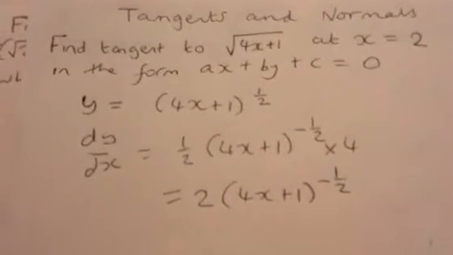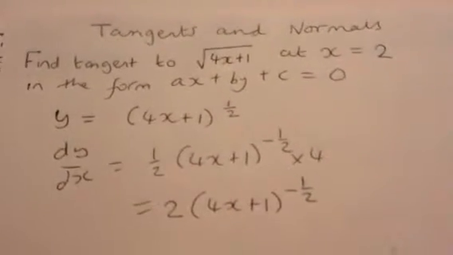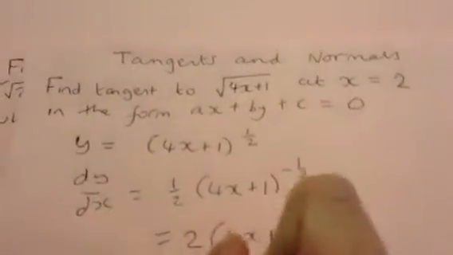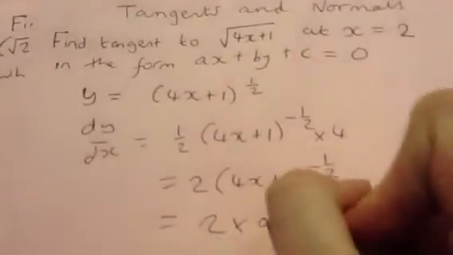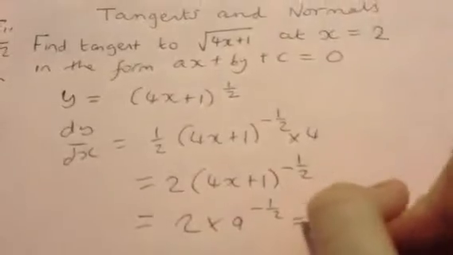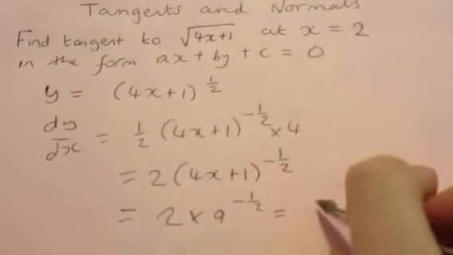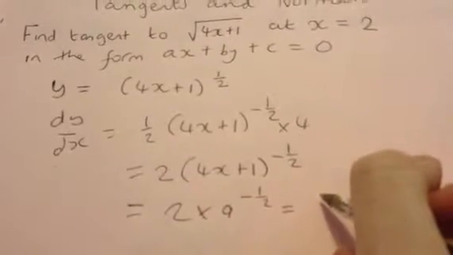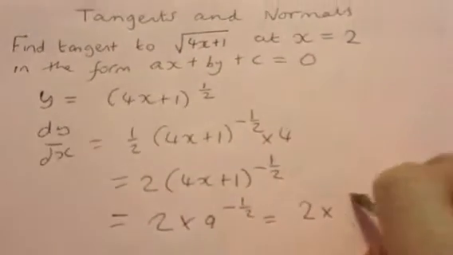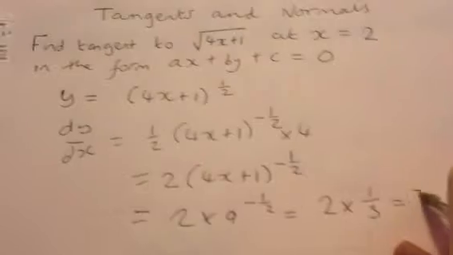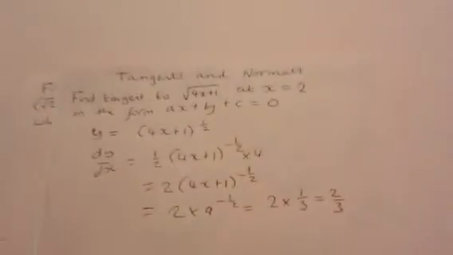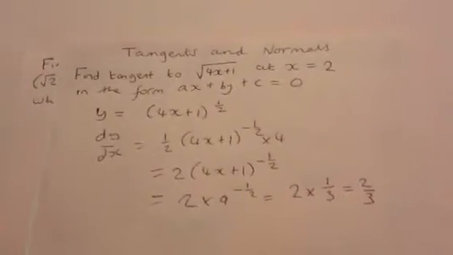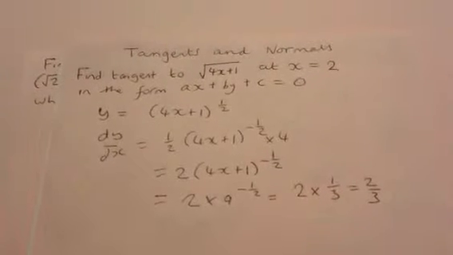So now we've got the gradient at any point, but we want it not just at any point, but at x equals 2. So we're basically doing 2 times 9 to the minus a half. Now 9 to the minus a half is 1/3 because 9 to the half is 3, so that will be 1 over it. So 2 times a third is 2/3. So the gradient at x equals 2 on this curve is 2/3.